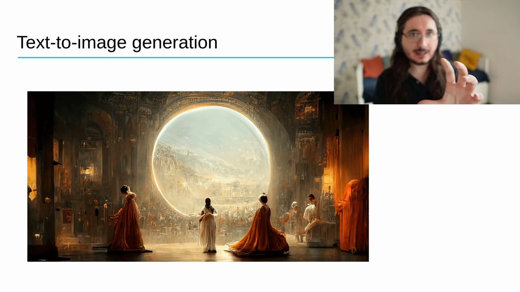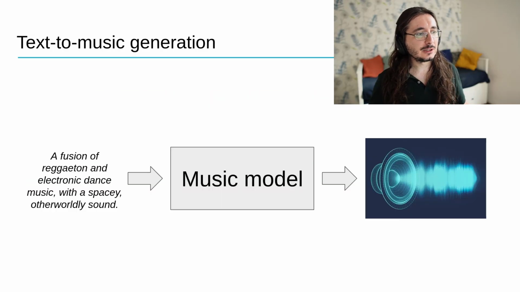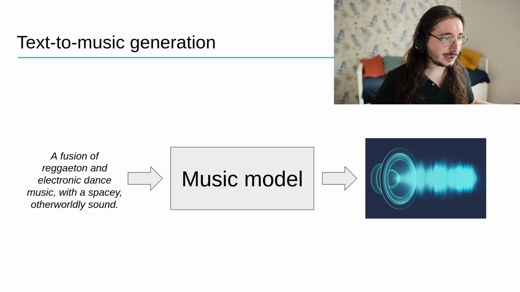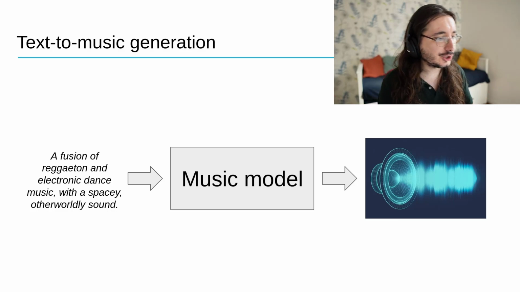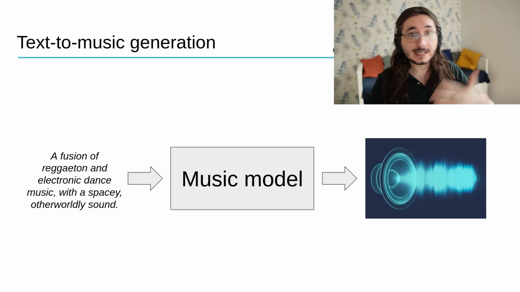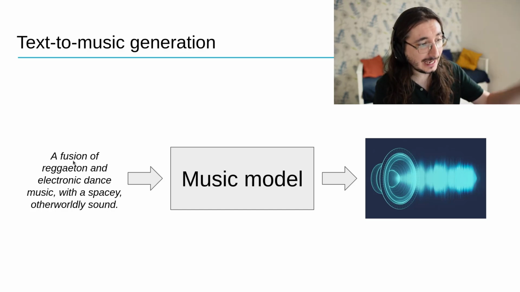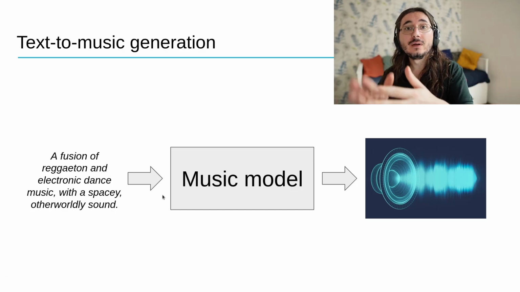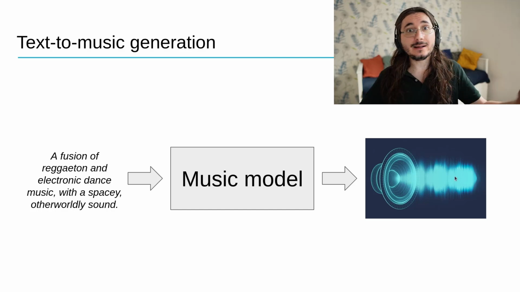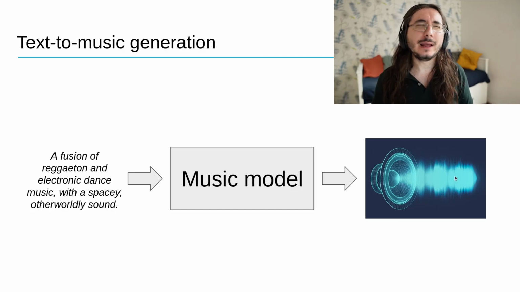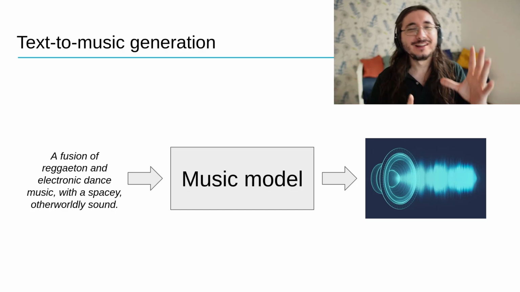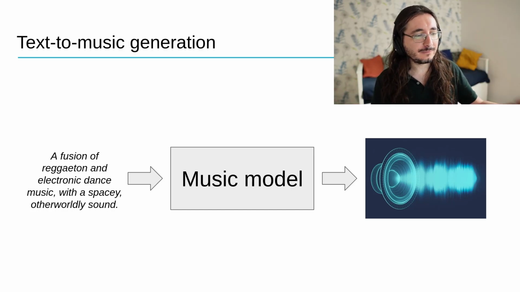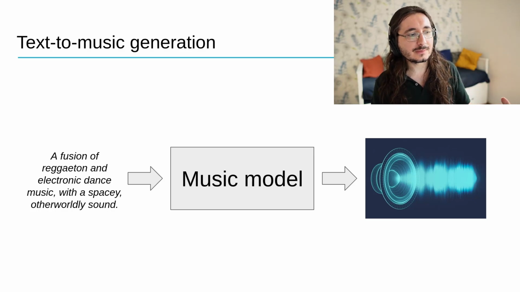And now this idea of text to image translated to text to music, so text to music generation. So now you have models where you can just issue a sort of textual command, like for example, give me a fusion of reggaeton and electronic dance music with a spacey otherworldly sound. You can issue this command to a music model and you're gonna get a full piece of music, or at this point I should say more a passage of a piece of music that hopefully will reflect the initial prompt.